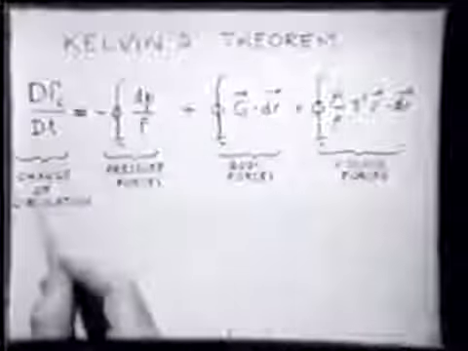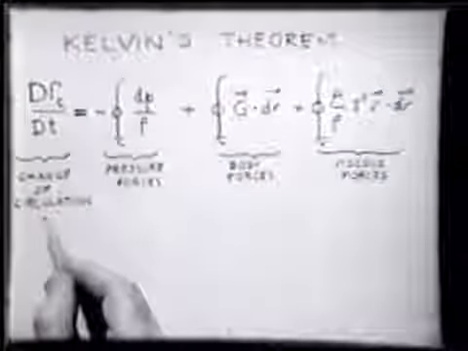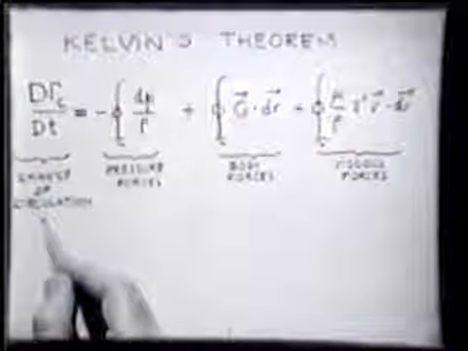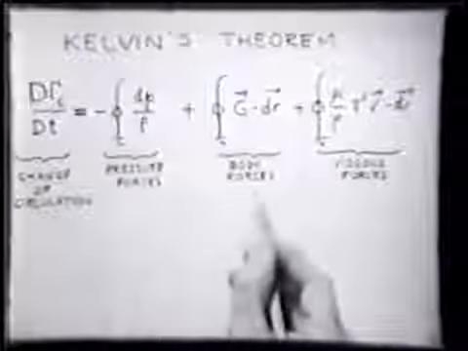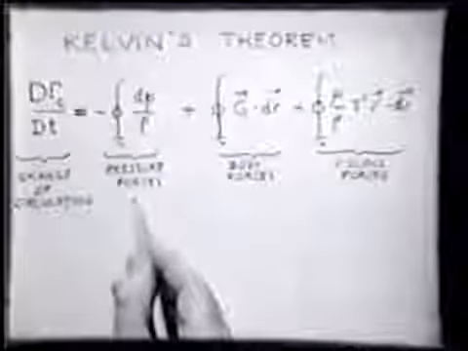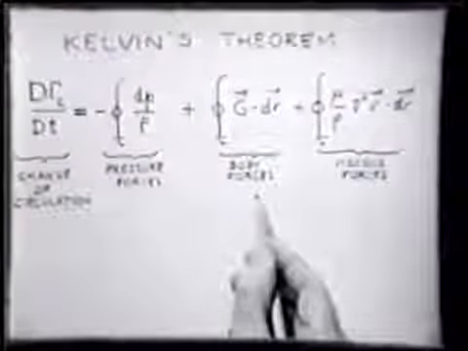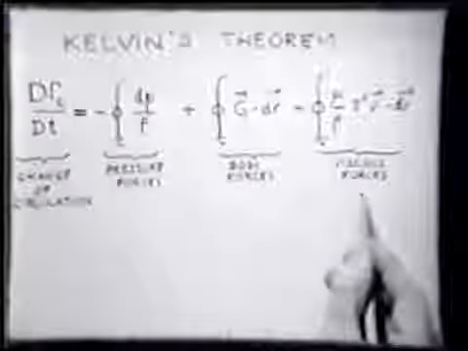The circulation is important because of a powerful theorem which Lord Kelvin evolved from the dynamical laws of motion. This states that the time rate of change of circulation for a fluid line of fixed identity is governed by the torques produced by all the forces acting in the fluid. The torques due to the pressure forces, to the body forces, and to the viscous forces.